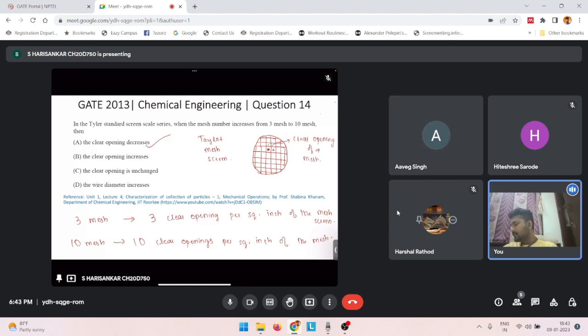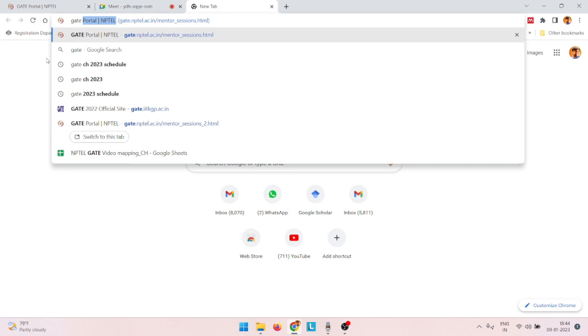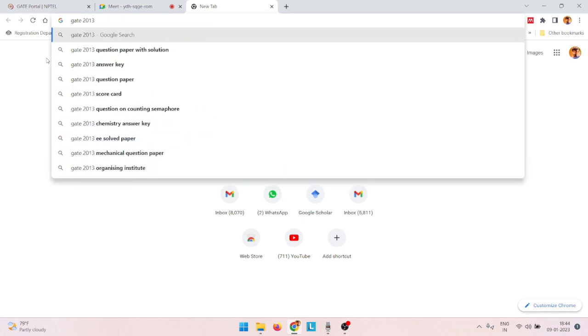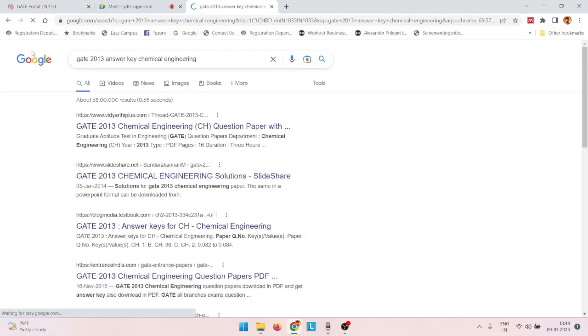Yeah, that is what I am also trying to check with the answer key. So this can have two meanings. Either the area of the clear opening decreases or the number of clear openings increases. Let me just check the answer key and see what they have said. In the meantime, if you can also search for some answer keys for this GATE 2013 question, do it on the side and we'll check it side by side.